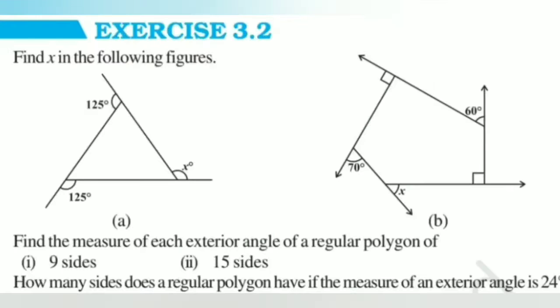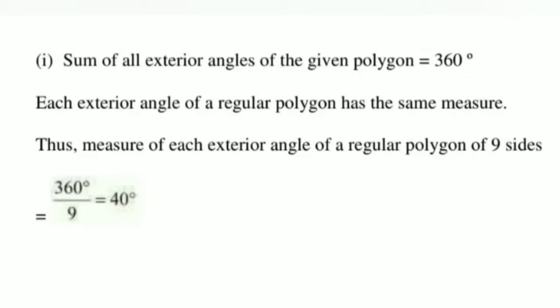Now see the question number 2. Find the measure of each exterior angle of a regular polygon of 9 sides. So sum of all exterior angles of the given polygon is equal to 360 degree. So each exterior angle of a regular polygon has the same measure. So measure of each exterior angle of a regular polygon of 9 sides. So 360 degree upon 9, it means 40 degree.